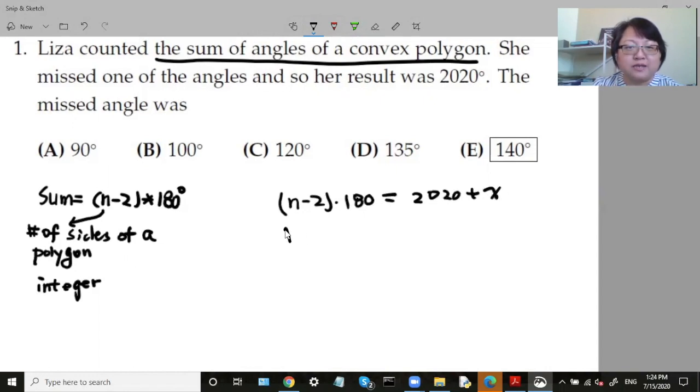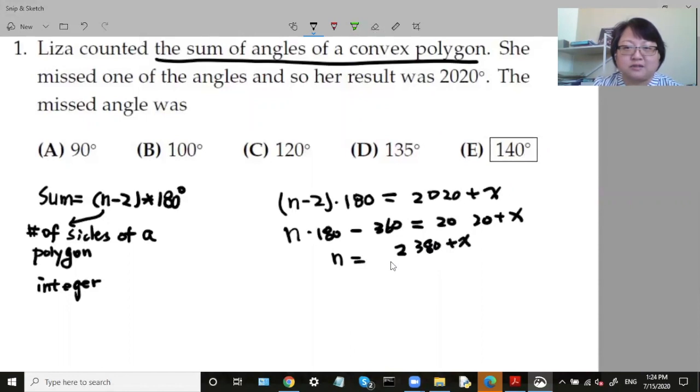Okay, so let's expand this equation and quickly solve for n. So n equals, here, 2020 plus 360, so it's (2,380 plus x) over 180.